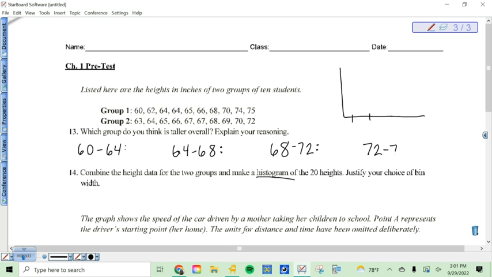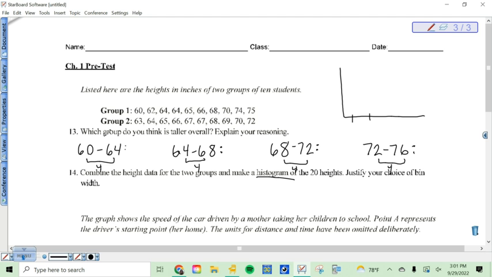72 to what? Why 75? So there isn't a 76, but we have to make our bins equal width. This is a good question. So this has a width of 4, that has a width of 4, that has a width of 4. If I made that 75, that would have a width of 3, right? So I gotta go to 76. That's really good, you guys.